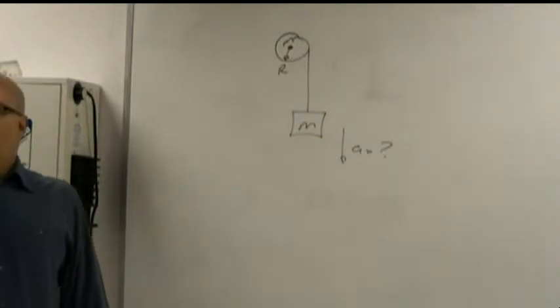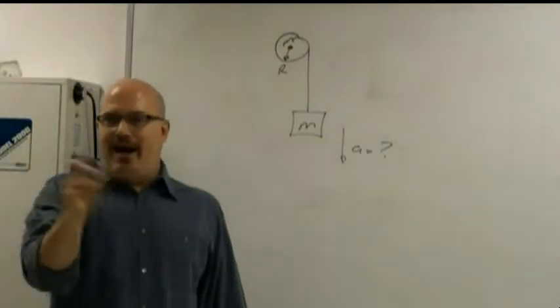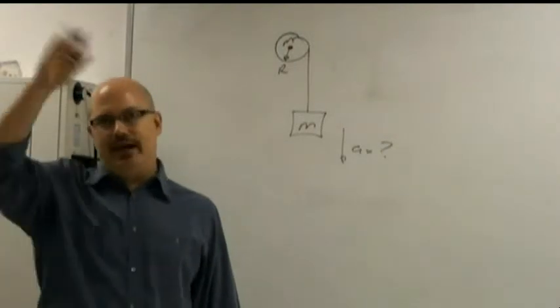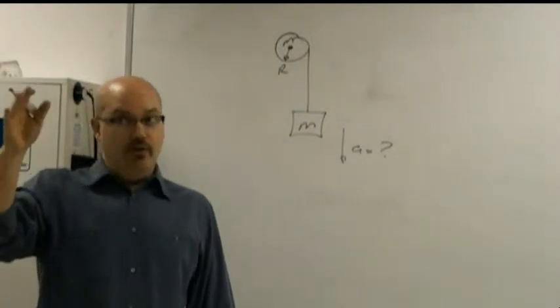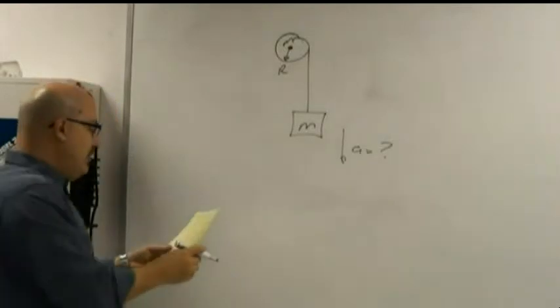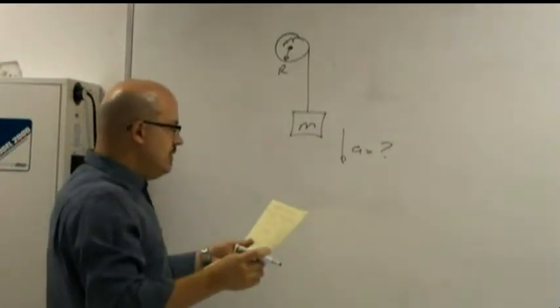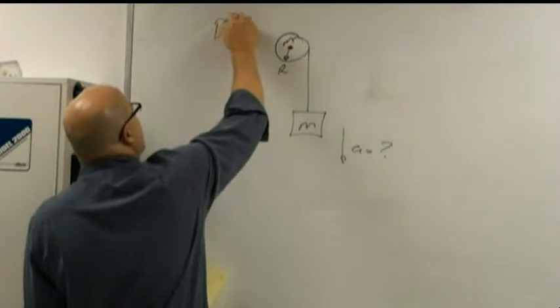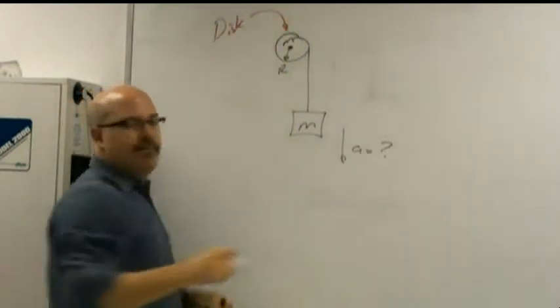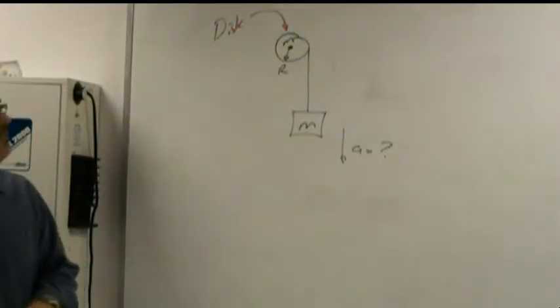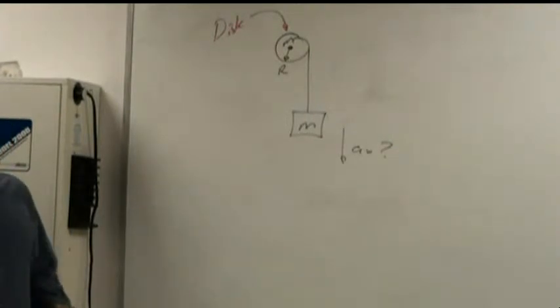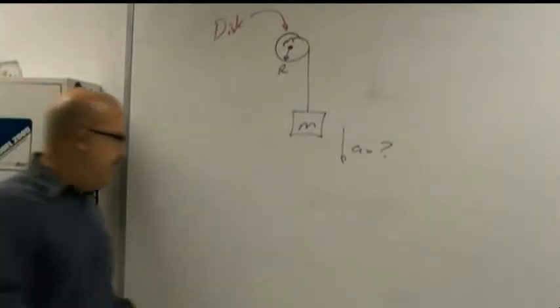So I have a pulley and I have a string and a mass attached to the string, which is attached to the pulley. The pulley is free to rotate. We'll assume that the pulley is a disc. It's a disc pulley. And we want to know what the acceleration A is. So first of all, will the acceleration A be g? No. Will it be more than g or less than g? Less than g. All right.